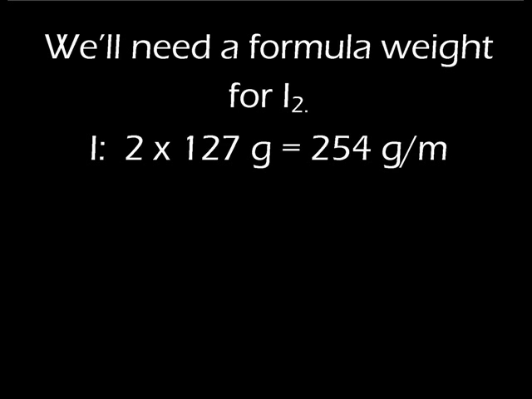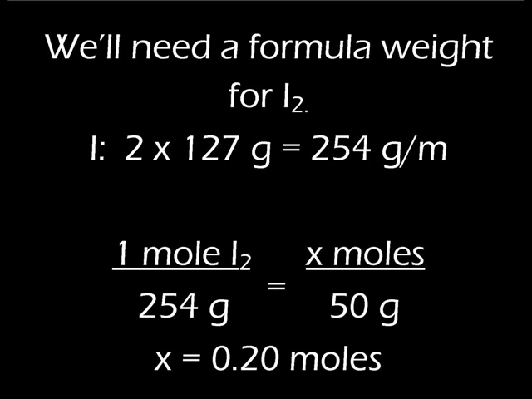Knowing this amount, we can then set up equivalent fractions to find out how many moles are equal to the 50 grams we are being asked to prepare. We can set up the fractions. 1 mole of iodine is to 254 grams as X moles are in the 50 grams. If we cross multiply and solve for X, we see that X equals 0.20 moles. Based upon these calculations, we can see that our 50 grams of iodine crystals that we're asked to make is equivalent to 0.2 moles of iodine crystals.